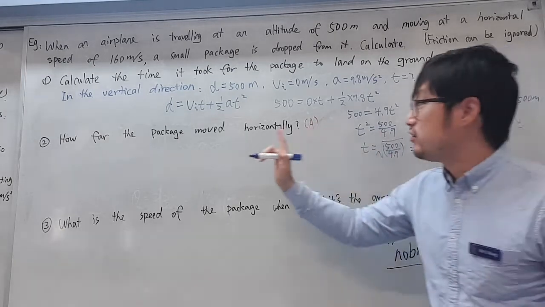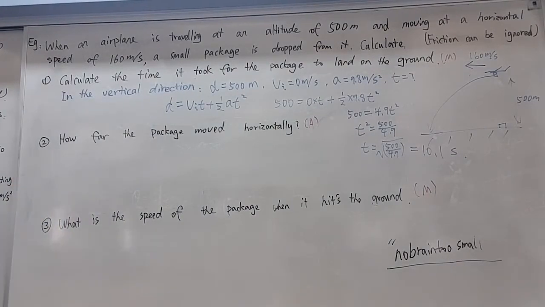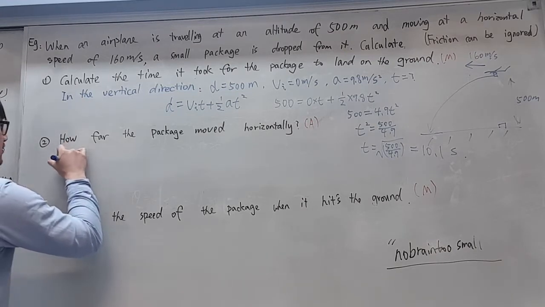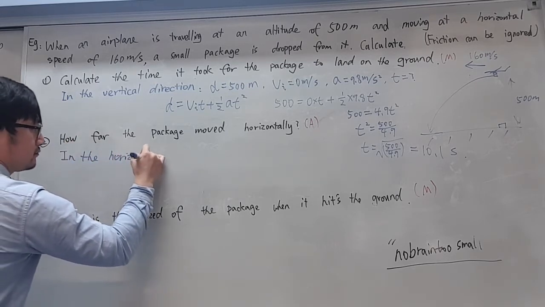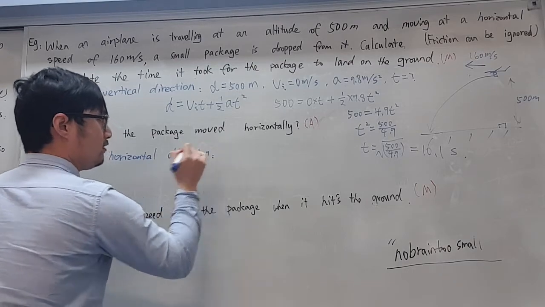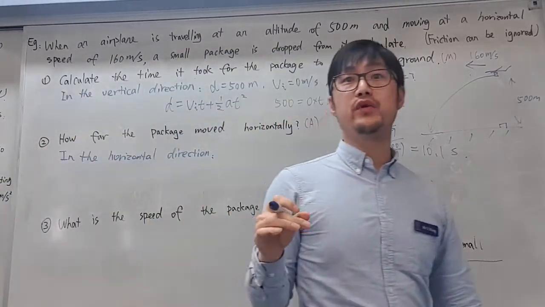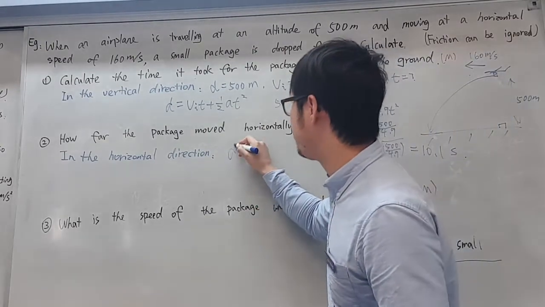Okay, all right, so now the next one. How far is the package moving horizontally? Well, this one is easy because it's already telling us horizontally. So we actually just need to use the horizontal equation, right? Okay, so I'll say in the horizontal direction. Then what is the equation we use for the horizontal direction? D equals VT, yeah, only one equation.